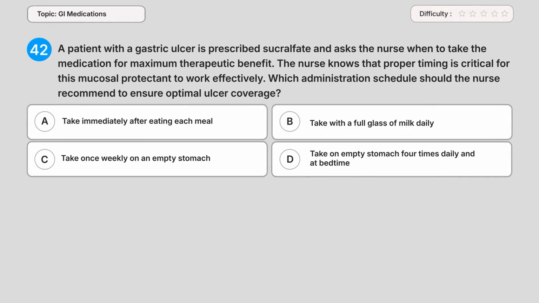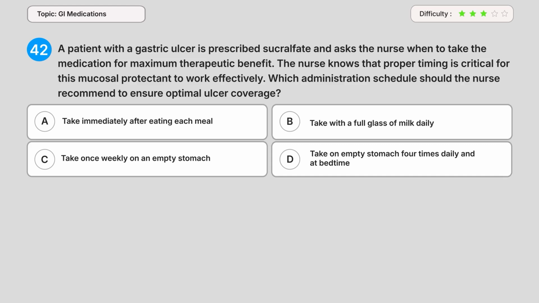42. A patient with a gastric ulcer is prescribed sucralfate and asks the nurse when to take the medication for maximum therapeutic benefit. The nurse knows that proper timing is critical for this mucosal protectant to work effectively. Which administration schedule should the nurse recommend to ensure optimal ulcer coverage?